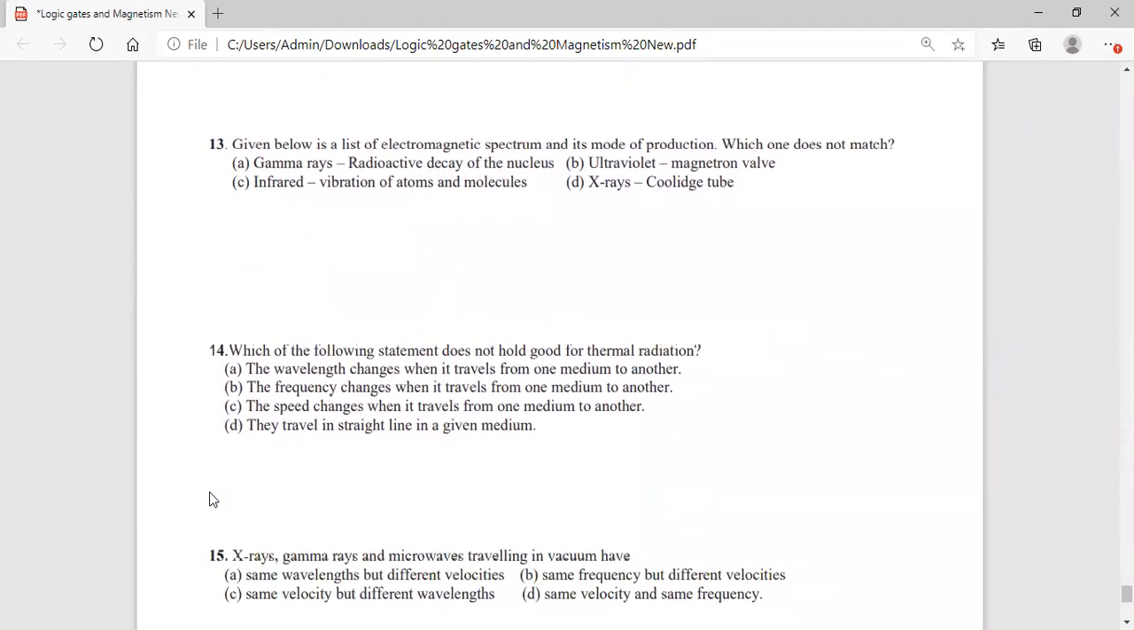Next one. Given below is a list of electromagnetic spectrum and its mode of production. Which one does not match? Gamma rays, yes, are produced in the radioactive decay of the nucleus. Correct. Ultraviolet, magnetron valve. Infrared radiation, vibration of atoms and molecules. X-rays are produced by inner shell electrons, or X-ray tubes, not by Coolidge's tube. Therefore, this is the wrong one. Option D does not match.